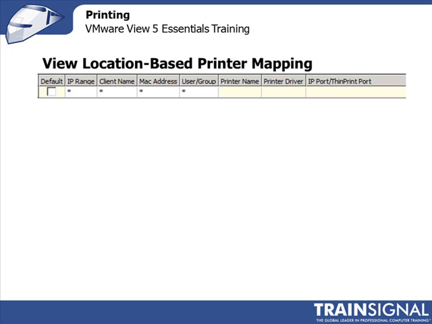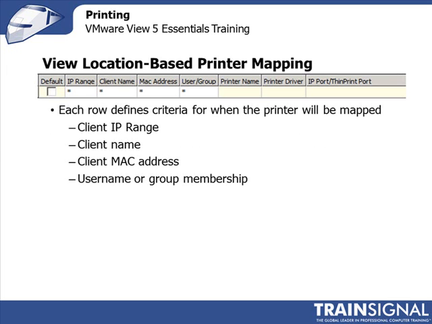So here's what the rules table looks like. Each row will define a certain set of criteria for when the printer will be mapped. These are the columns tinted with a white background. For each printer, you can define a range of IP addresses that belong to the client machine. This is the most likely place to configure the location-based printing. Many organizations will define a different subnet for each floor of their building, or each area of the building. If you want to define your printers based on the user's location, this is the way to do it.